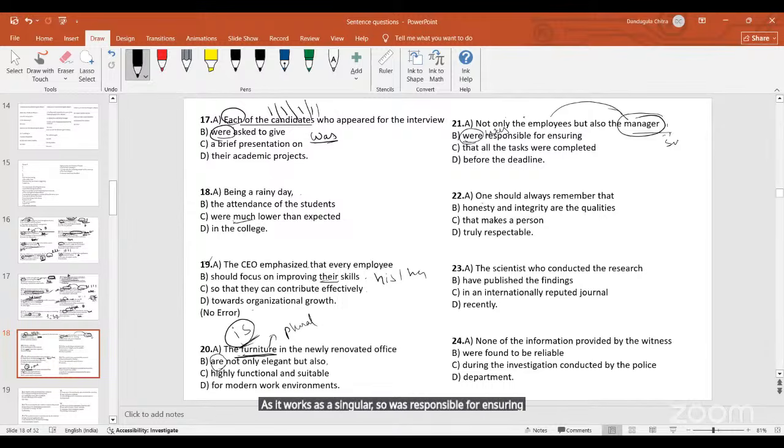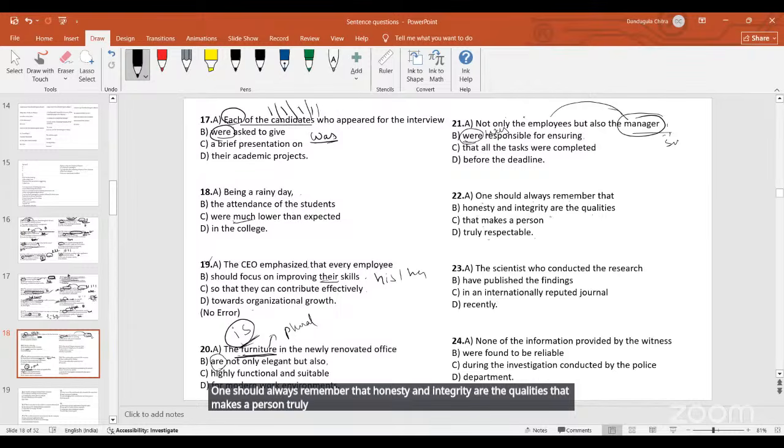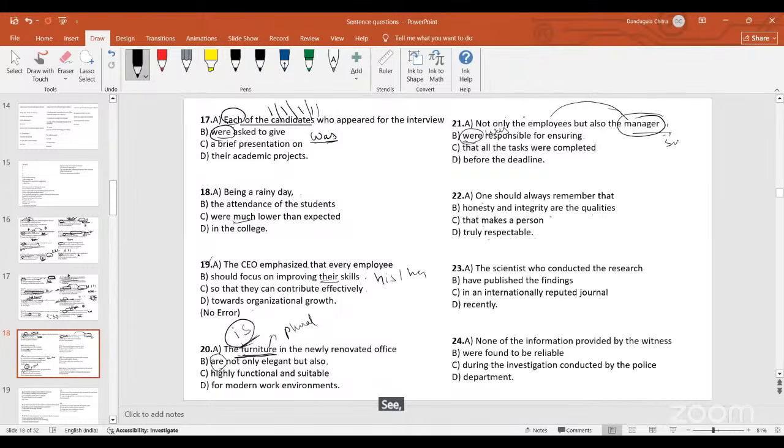Next, one should always remember that honesty and integrity are the qualities that makes a person truly respectable. C, sir. That make a person. Yes, that make a person, not makes a person.